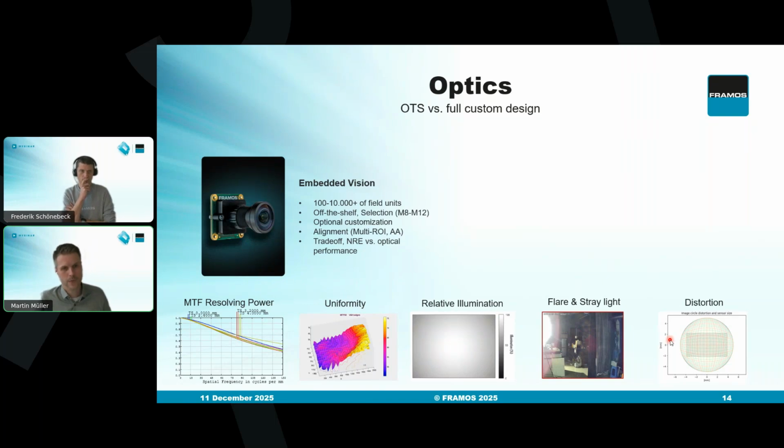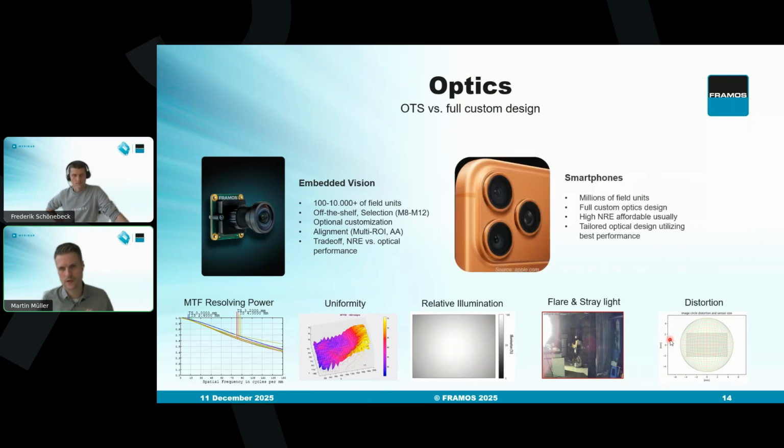And yeah, we usually select what is available, do optional customizations, and then topics like alignment, so focusing, multi-ROI or active alignment play also a role here. So usually it's always a trade-off in embedded vision. It's a trade-off between cost and the optical performance.